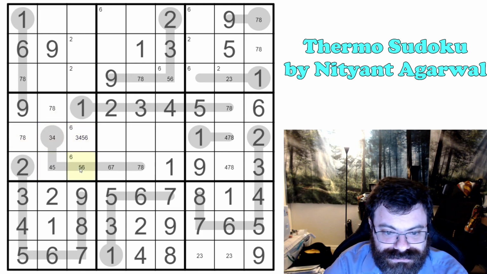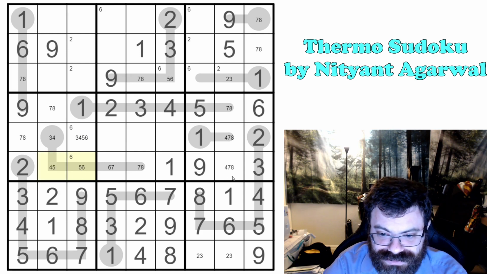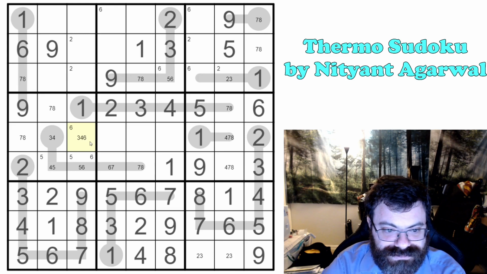What's next? I think that means 5 is one of these two. For the row, 5 is one of these two. So this is not 5. So 5 is one of these three, or one of these two actually. Yep, you can see that from the box.